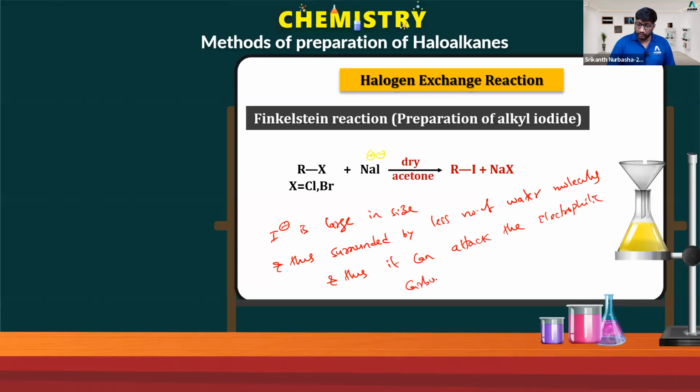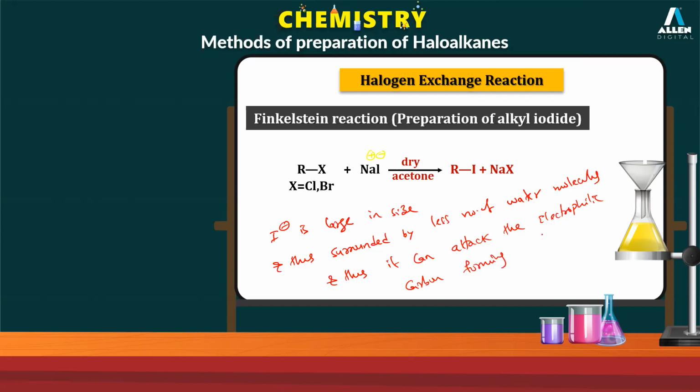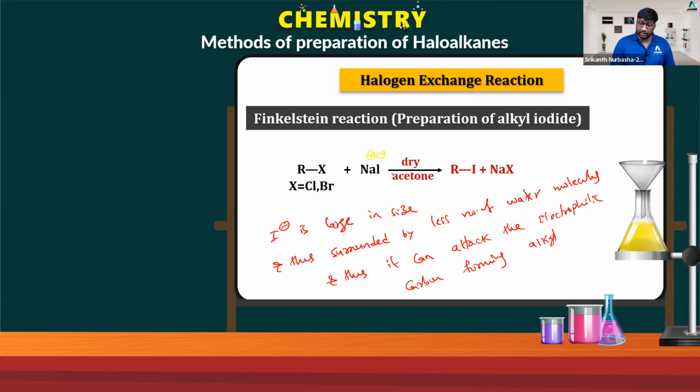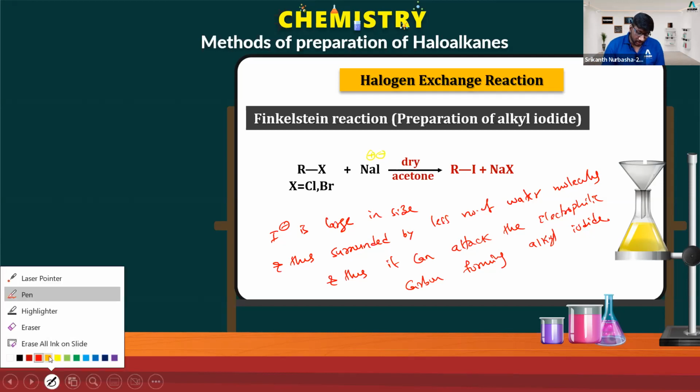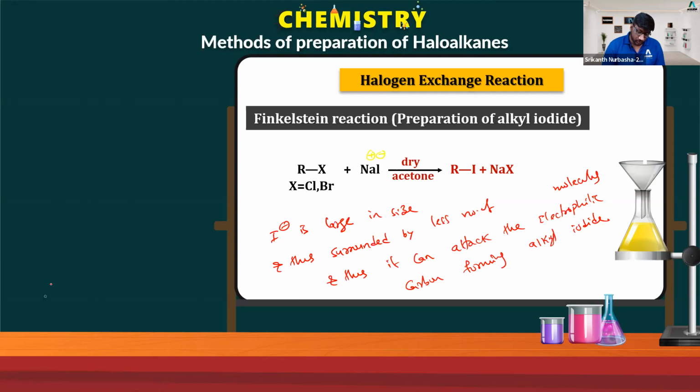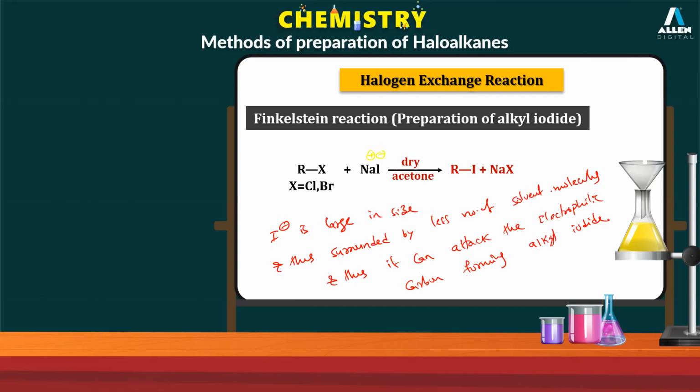Yes, please. But it's happening in dry acetone, right? So how does water come? We have solvent in the reaction mixture also. Solubilities we are considering now; you can think of the number of solvent molecules. Because of its large size, I minus is not surrounded by a great number of solvent molecules. If solvent molecules are not surrounding the I minus, it can attack the electrophilic center so that alkyl halide is formed.